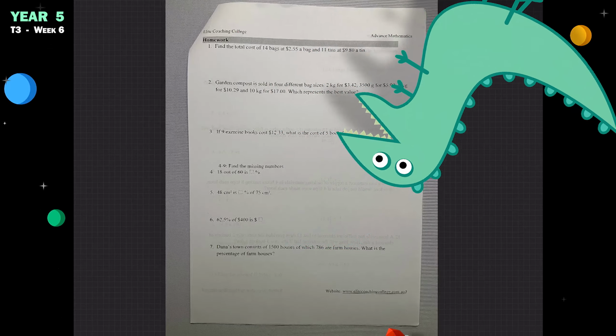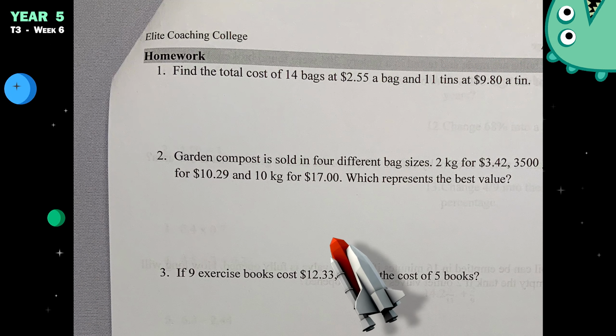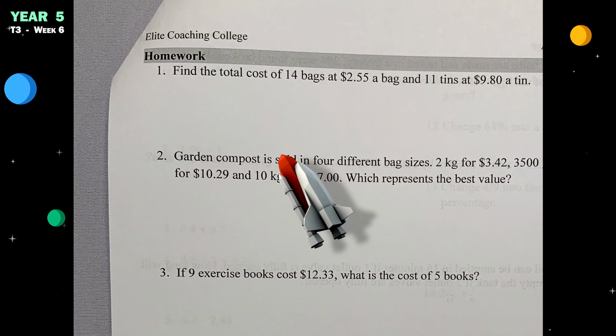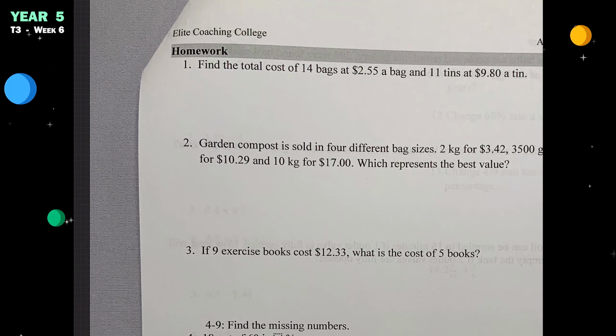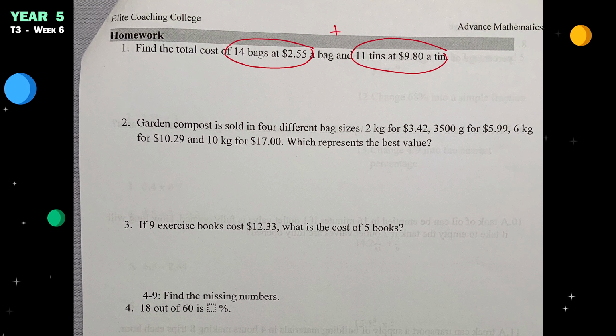On page 7, we have: find the total cost of 14 bags at $2.55 a bag and 11 tins at $9.80 a tin. Okay, so all we've got to do is find the total cost. We have to find the total cost of the bags and the cost of all the tins, and then we add them together to find the total of everything.